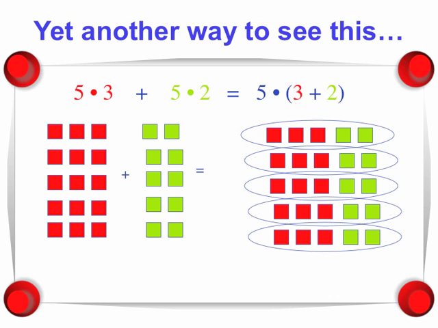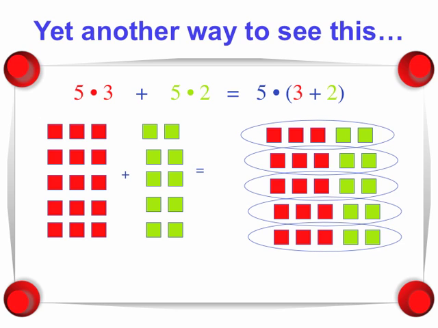Here's another way to see the distributive property. On the left, I've shown you a picture. And the red blocks represent the product of 5 and 3, 5 times 3. If you count them up, you would see that there are 15 red blocks. The green blocks represent the product of 5 and 2. It's 5 rows times 2 columns. There's a total of 10 green blocks. So on the left-hand side of the equality, we have a picture that goes with 5 times 3 plus 5 times 2.